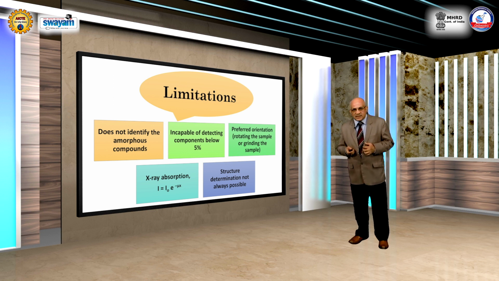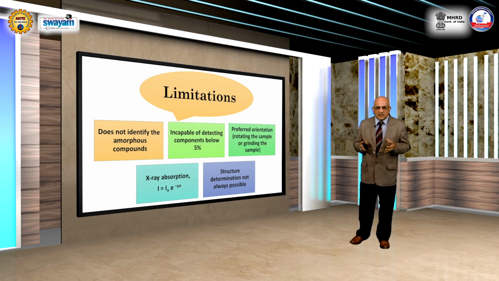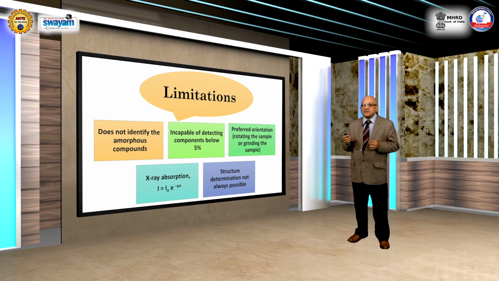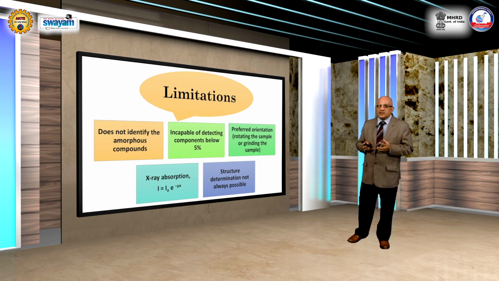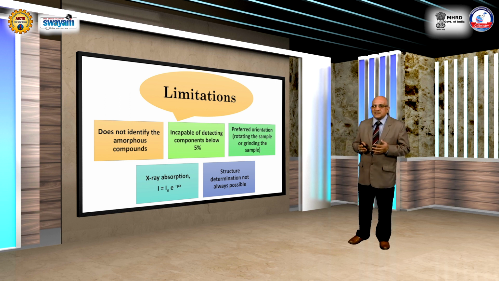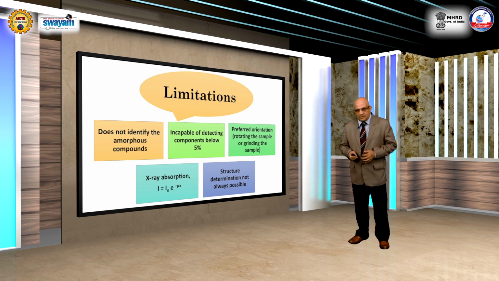There are certain limitations. For example, you cannot use powder X-ray diffraction to find out local structure, for example in amorphous compounds. If a component in a mixture is a very small amount, say less than 5% of the total material, you will not be able to detect it. In cases of preferred orientation, you may get wrong values for the intensities, and then you may get a wrong idea about the crystal structure. Of course, preferred orientation can be reduced by either rotating the sample or grinding the sample.